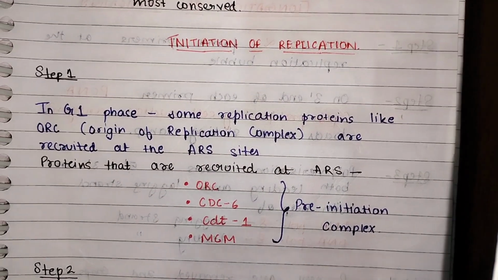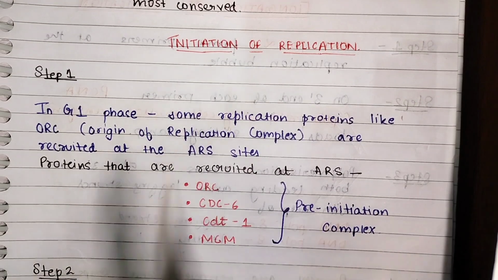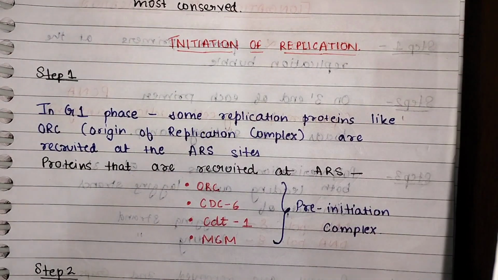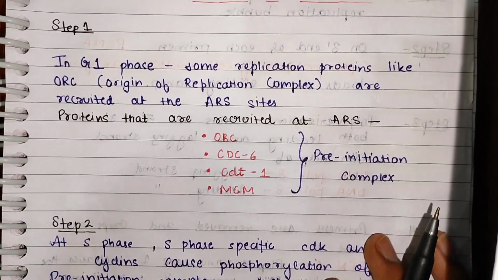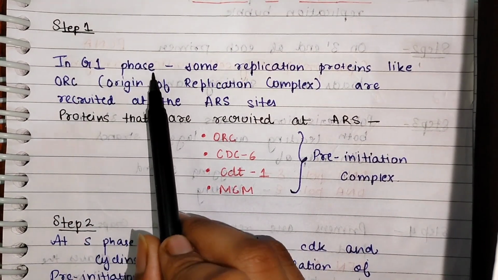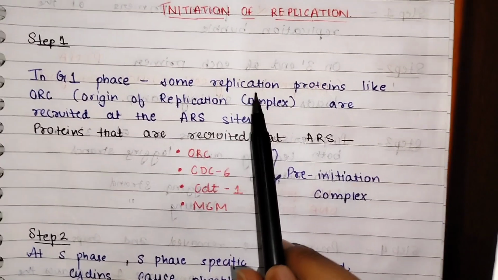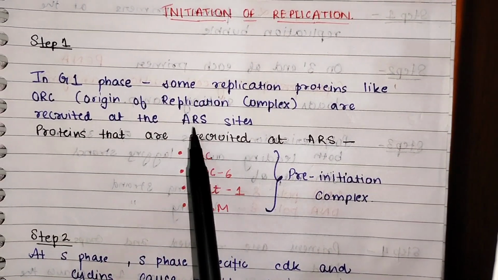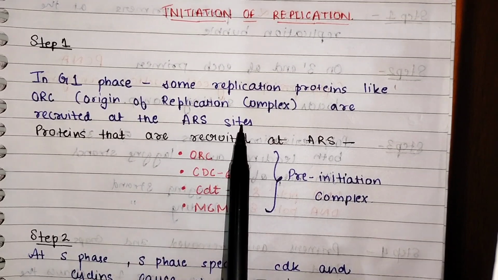Now, first of all, the initiation of replication. There are three steps in the whole eukaryotic DNA replication process. First is initiation, second is elongation, and the last one is termination. So, first of all, initiation of replication. Step 1. Initiation begins at the G1 phase, and some proteins are recruited at the ARS sites. Some proteins get attached at the ARS sites.